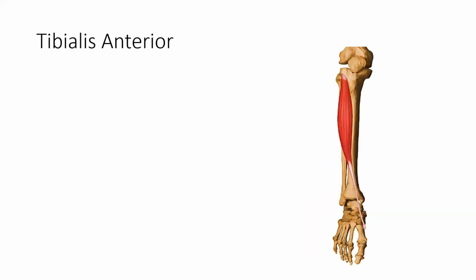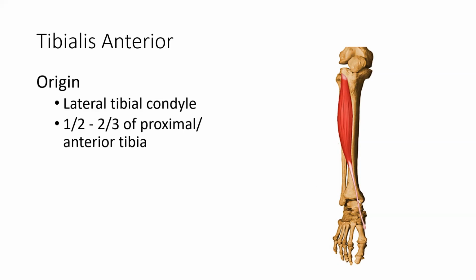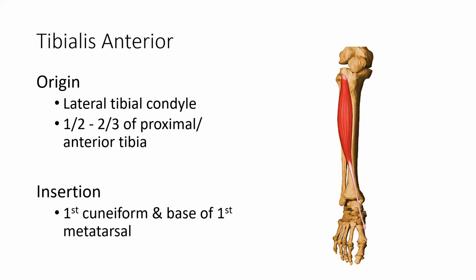If we shift over to the anterior aspect of the lower leg, we see tibialis anterior, which has its origin on the lateral tibial condyle, as well as on the proximal anterior tibia. And then its insertion is on the first cuneiform and the base of the first metatarsal. So we're moving from a proximal lateral tibial location as our origin to a medial and distal insertion site on the end of the tarsals and the base of the metatarsals.